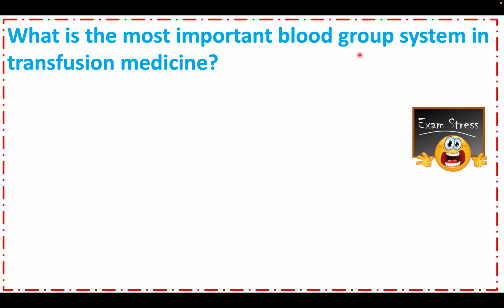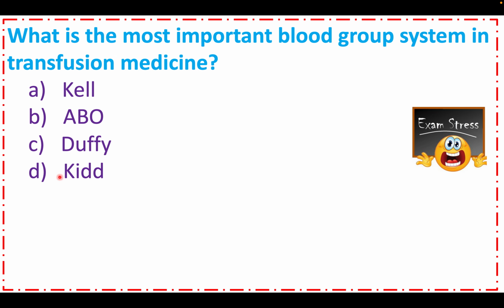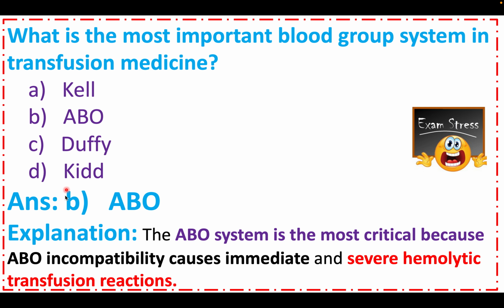What is the most important blood group system in transfusion medicine? Option A, Kell, B, ABO, C, Duffy, and option D, Kidd. So the correct option is B, ABO blood system. The ABO system is the most critical because ABO incompatibility causes immediate and severe hemolytic transfusion reactions.